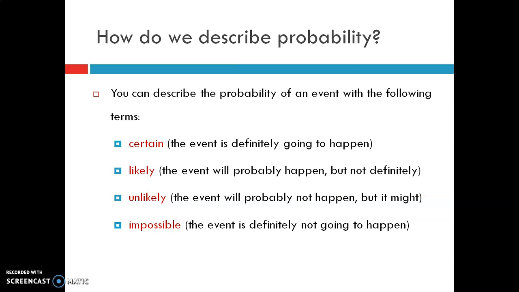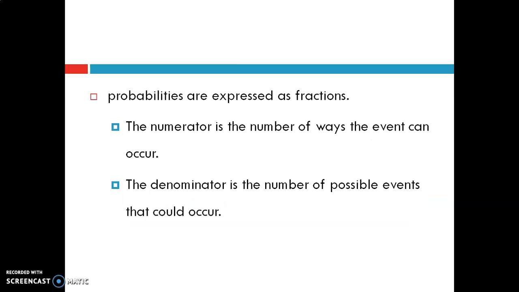So as per that, the probability is calculated. Probabilities are expressed as fractions. The numerator is the number of ways the event can occur, and the denominator is the number of possible events that could occur.